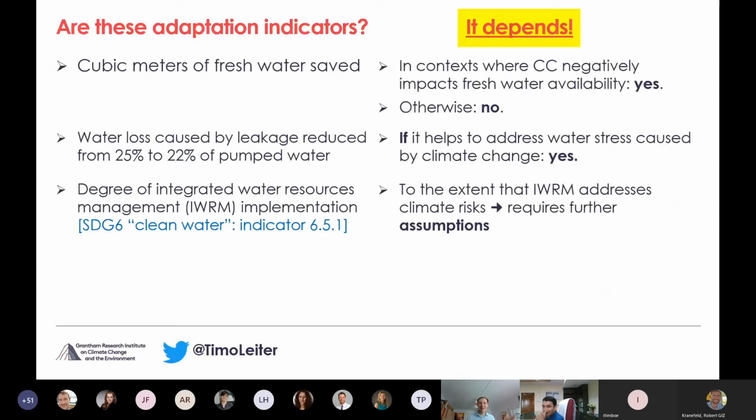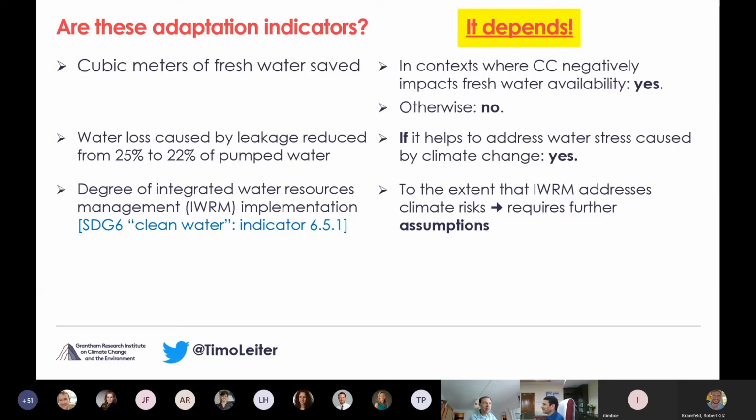The answer is, it depends. It depends for all of them. For the first one, the amount of water saved can be an adaptation indicator if, in the particular context in which it is applied, climate change negatively affects water availability. In that case, it can be an adaptation indicator. Otherwise, it would just be a regular resource efficiency indicator.